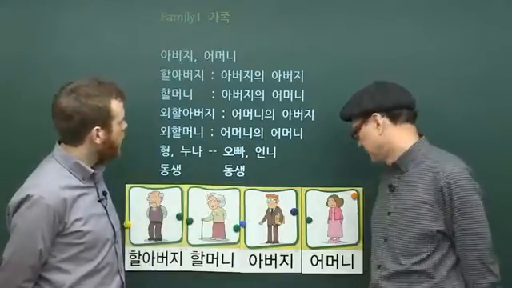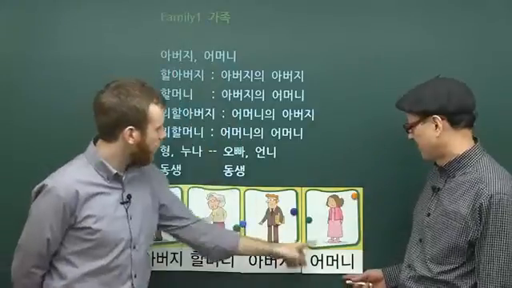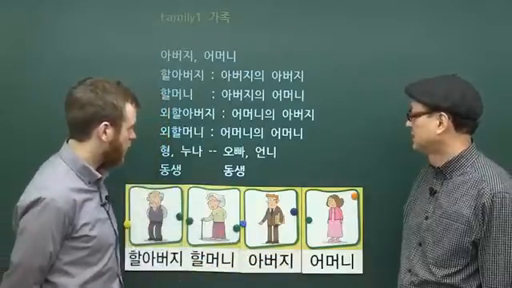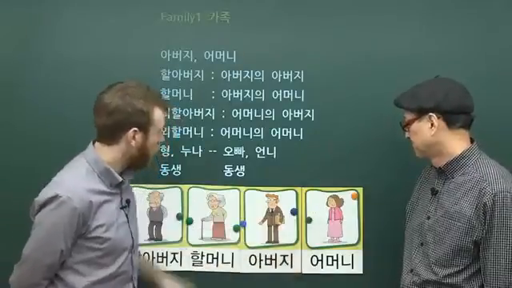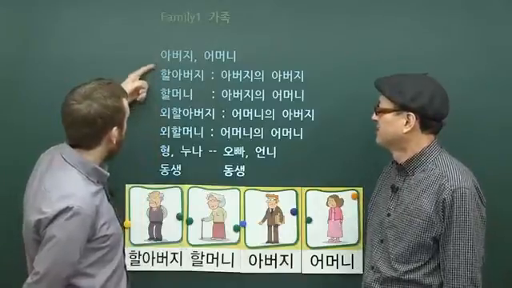어머니. So if I have 아버지, next to 아버지 I have 어머니. I have mother and father. So here's 어머니. 어머니 looks like she's sleeping. Below, mother and father.